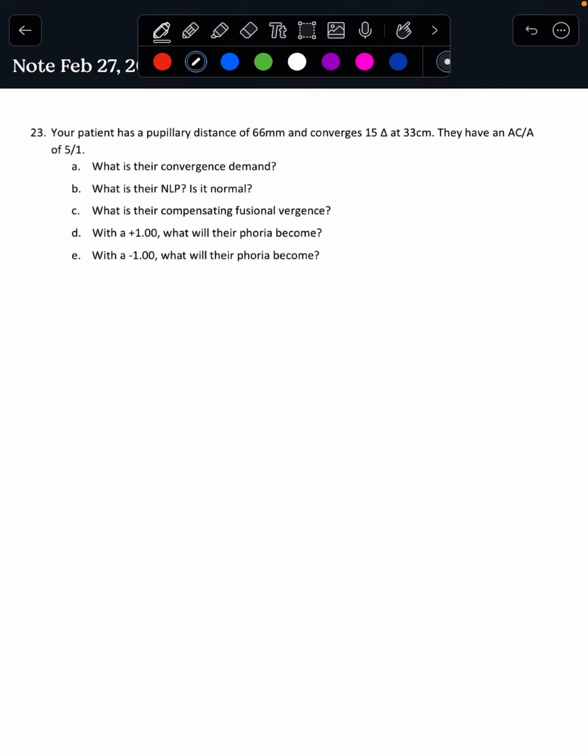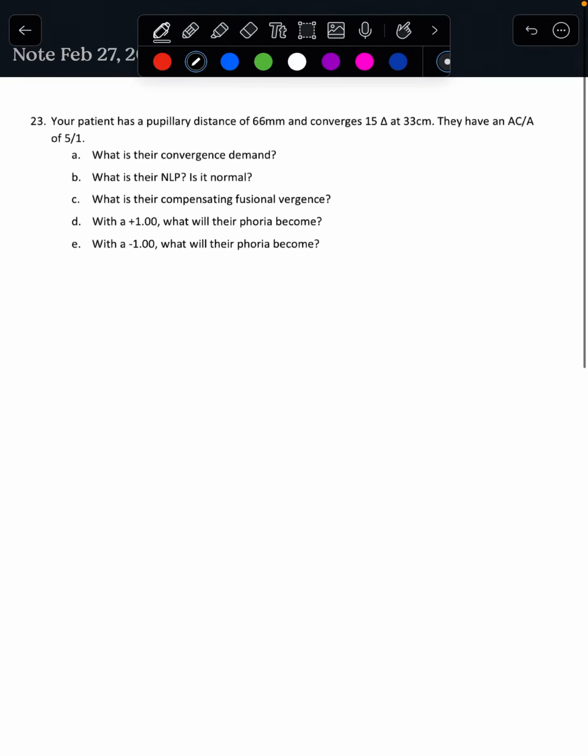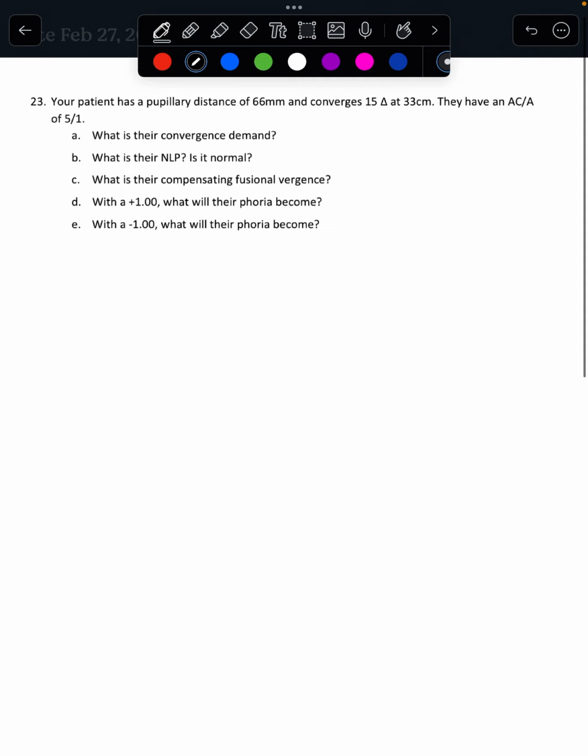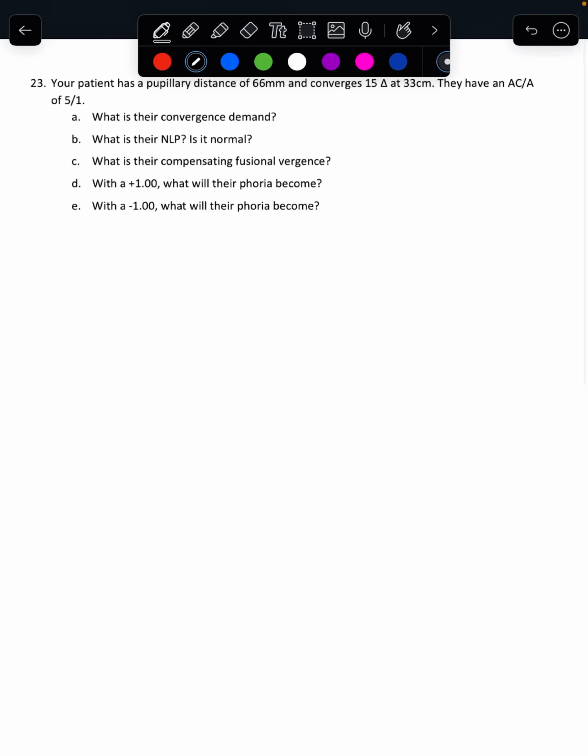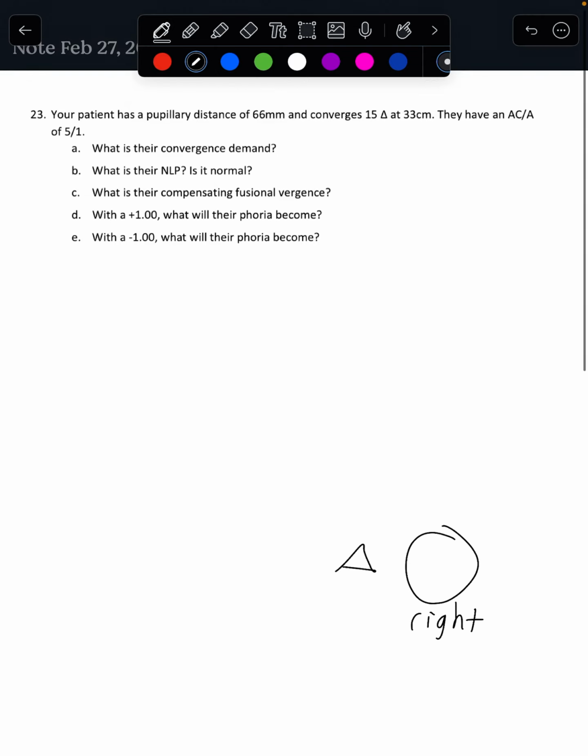Okay, so when you get one of these ACA problems, the first thing you should do before you answer any part of it is to draw a picture with the information we're given. So I'm going to draw a little eye here, and then I'll draw a nose so I know that this is a right eye. And then I'm going to draw a line going straight out. This will be our ortho line.